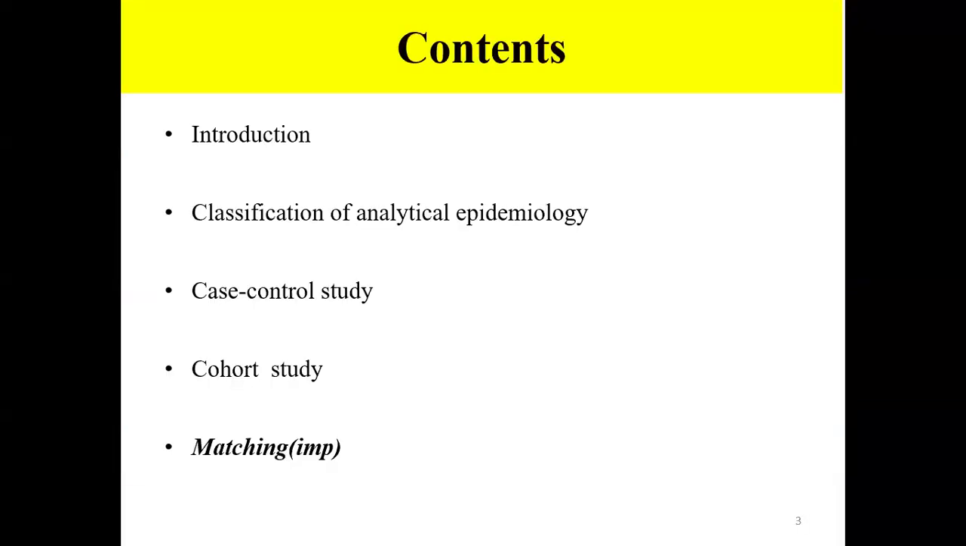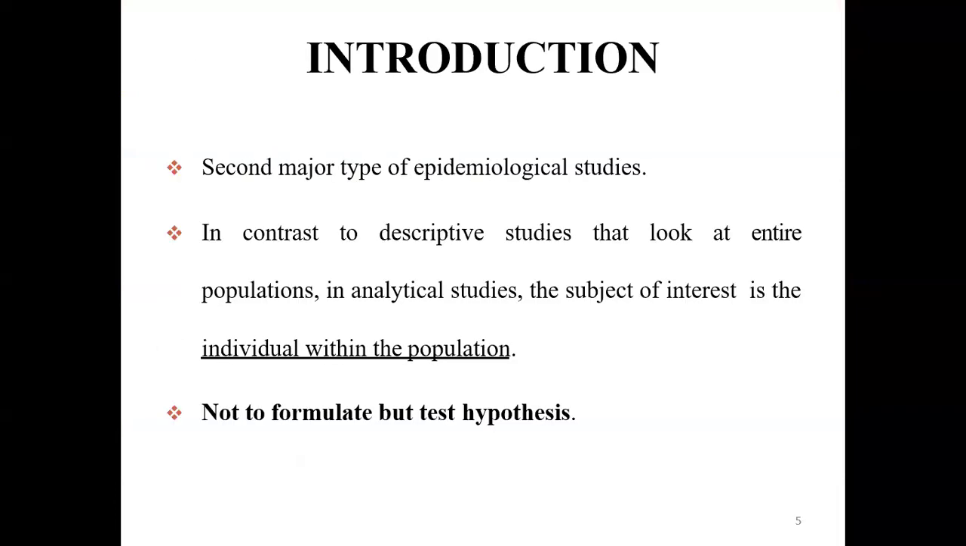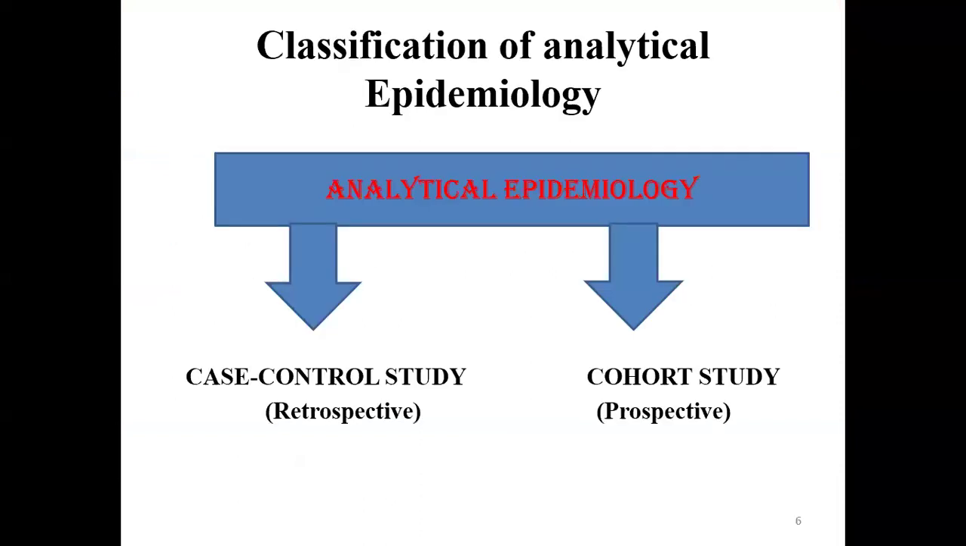The contents are Introduction, Classification of Analytical Epidemiology, which includes case control and cohort study, matching, bias, randomized control trial, blinding, and references. Coming to the introduction, analytical epidemiology is the second major type of the epidemiological studies. In contrast to descriptive studies that look at entire population, in this the subject of interest is the individual, and it is there not to formulate but to test the hypothesis.